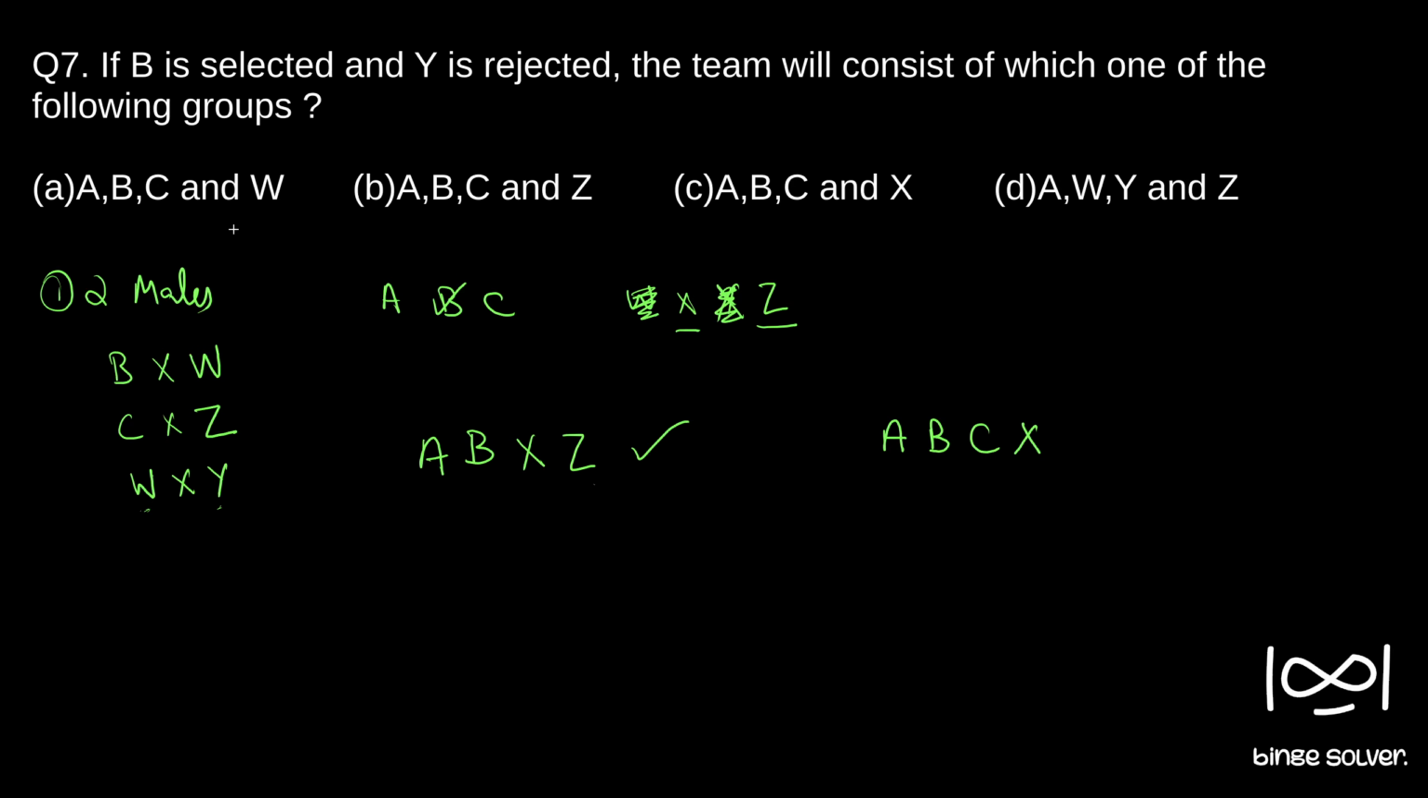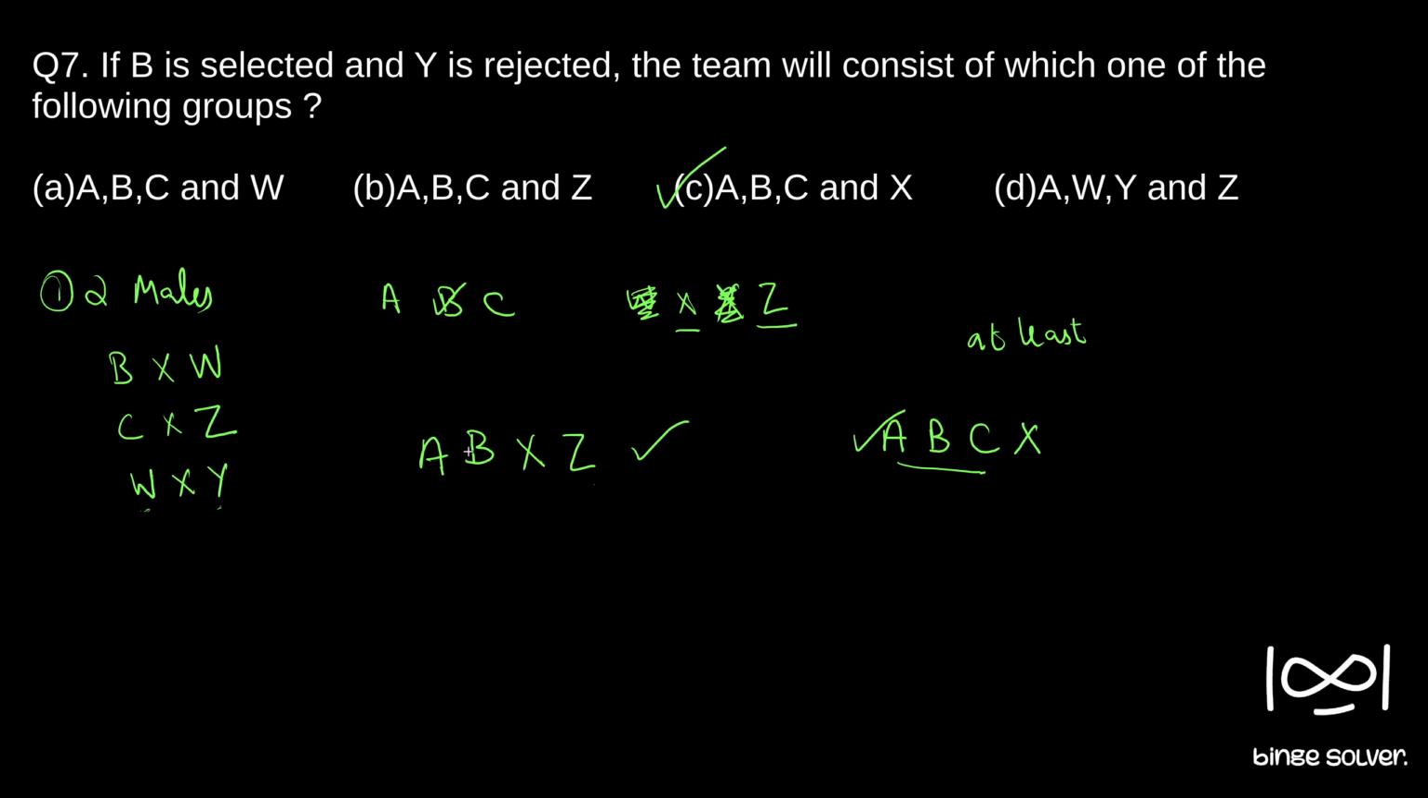If you check the options, A, B, C, W is there, A, B, C, Z is there, A, B, C, X is there, and A, W, Y, and Z. So this is the only combination that is there in the answer. So we can choose C as the correct answer. Here, as you can see, since the term at least was used, we can choose more than two males. So we chose all three as males and X as the only female member in this group. So this is a possibility. Nothing in the question prevents this group being formed.